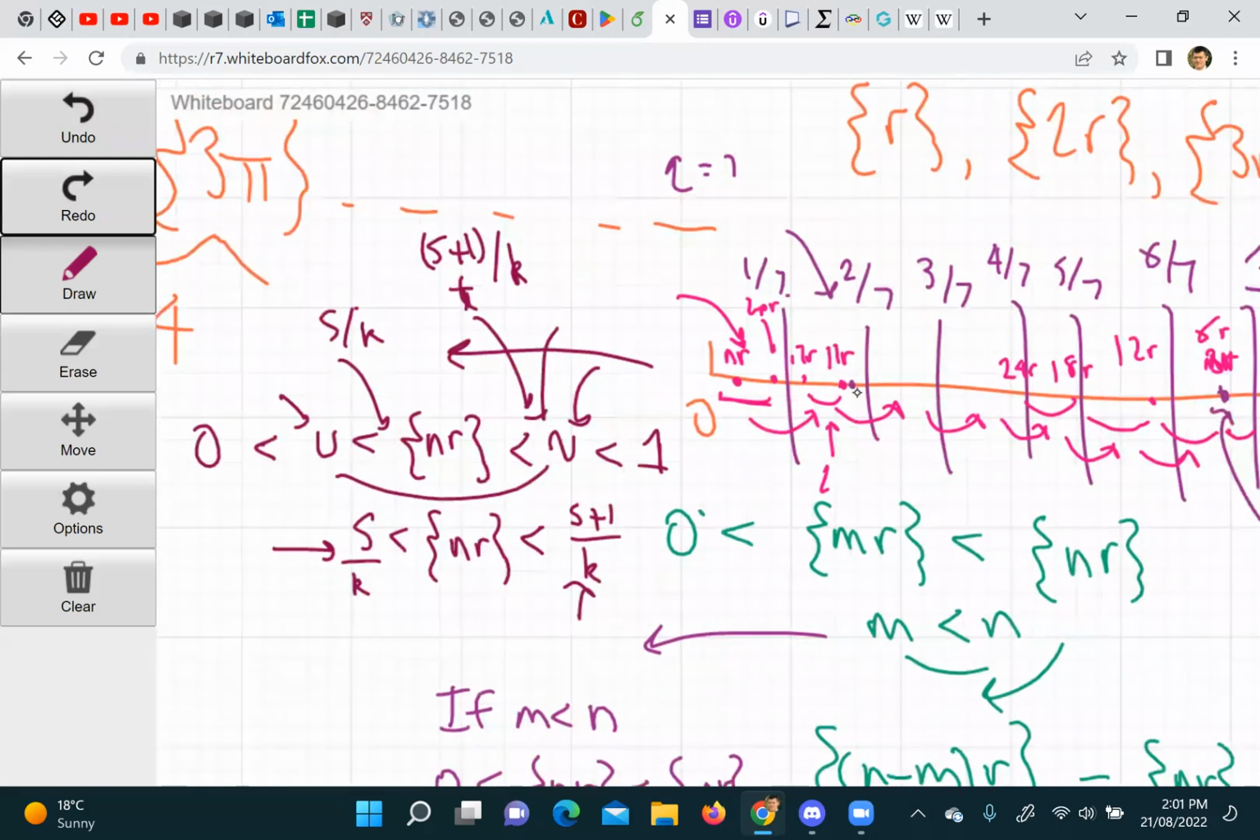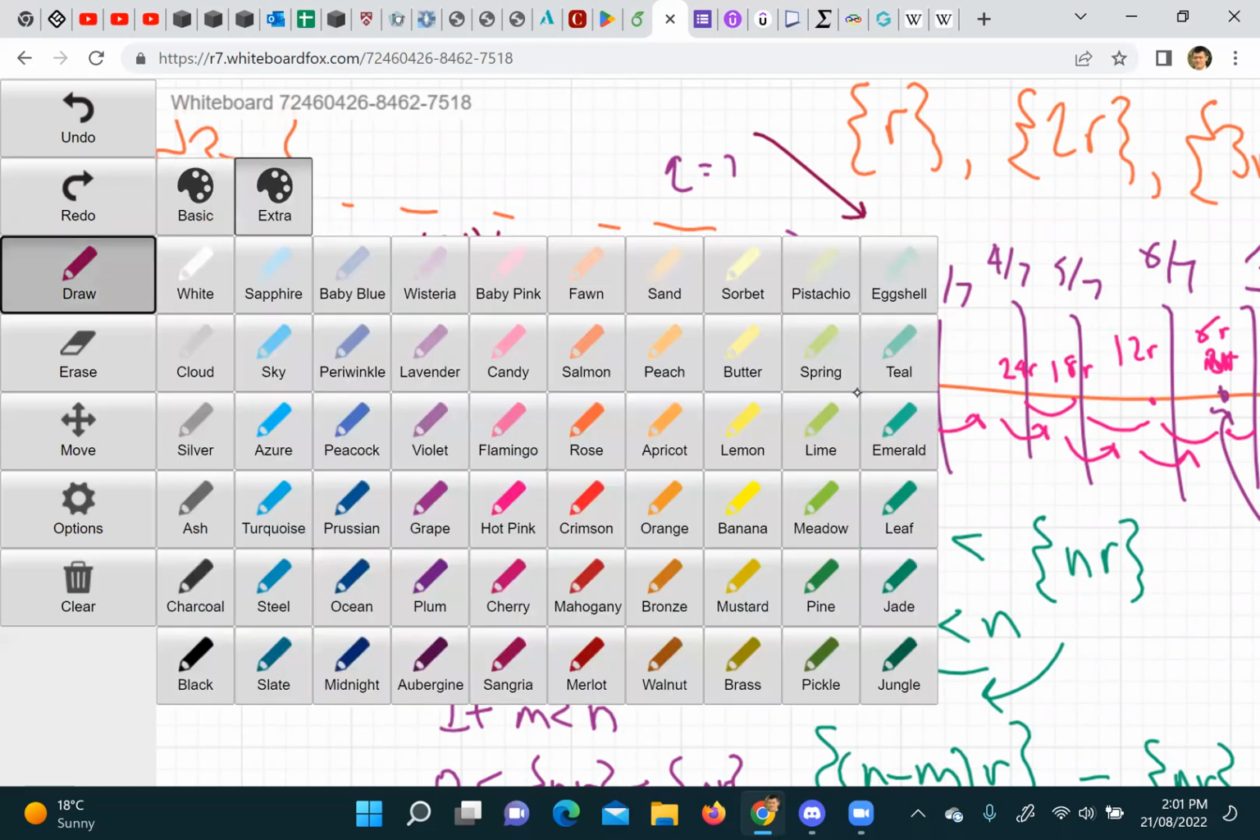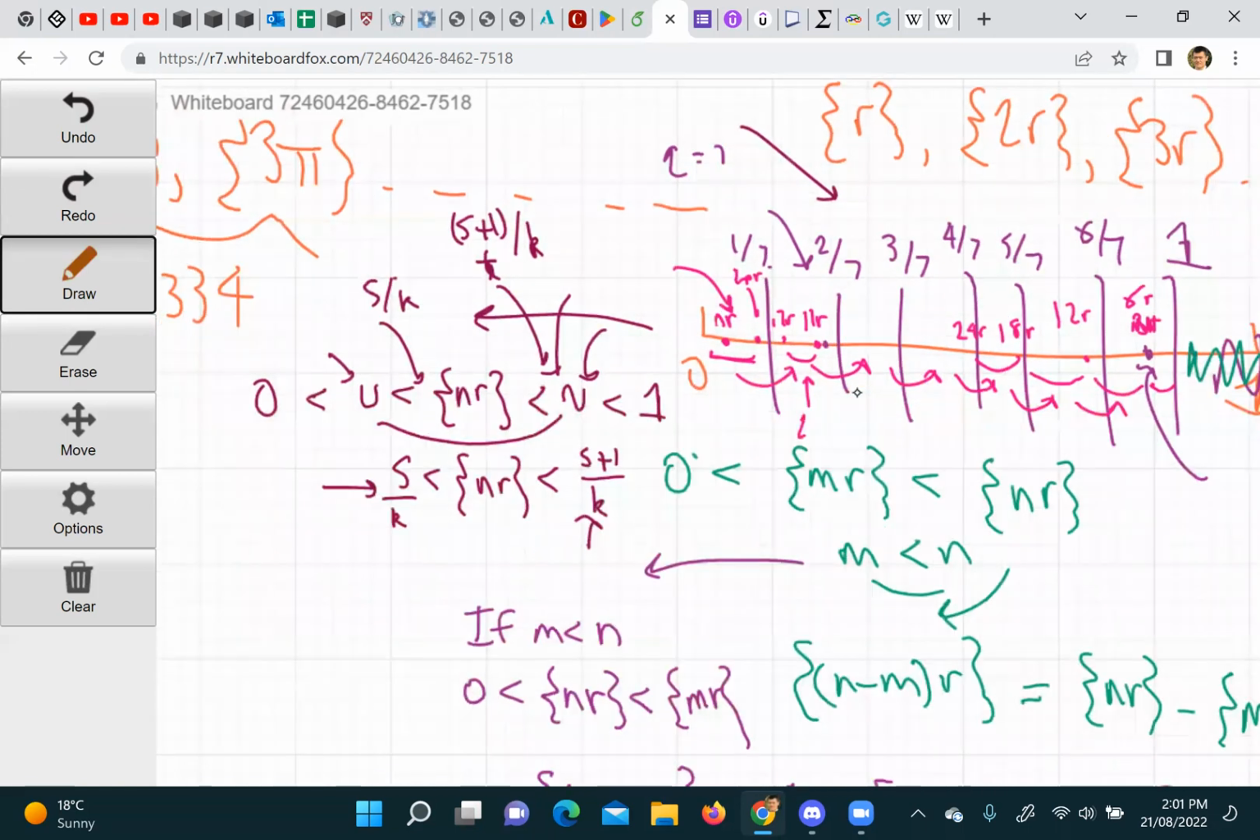And now you apply this again. Wait, does nR have to be irrational, or can it be rational as well? R is irrational and n is an integer. Does R have to be irrational? Actually, yes, because if R wasn't irrational, then the fractional parts would repeat. Yeah, it would. Okay, irrational.